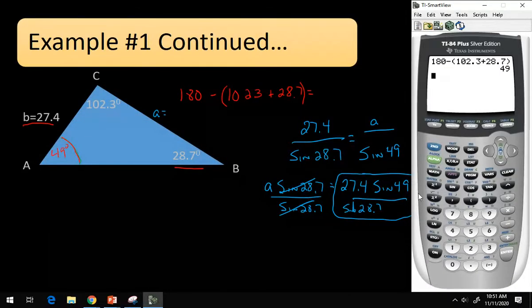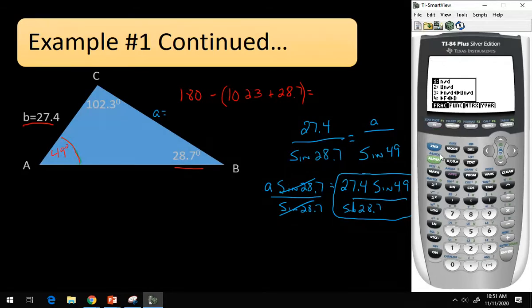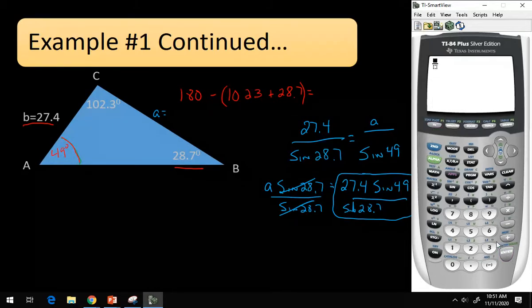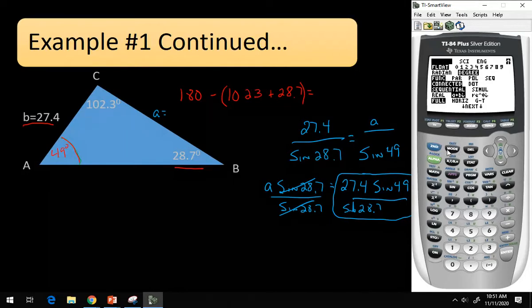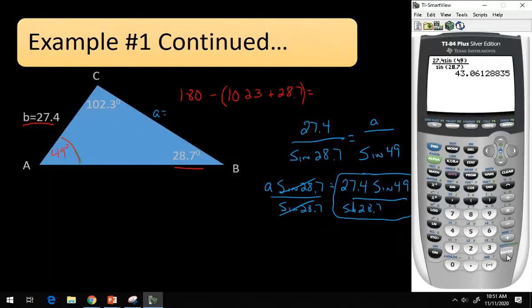So I'll pull up my calculator again. And I'm going to use my little fraction feature so I don't have to worry about parentheses. So alpha F1 on the TI-84. So I'm going to have 27.4 times the sine of 49 divided by the sine of 28.7. And again, we want to make sure that we are in degree mode, which we are. And I will go ahead and hit enter, and I get 43.061.